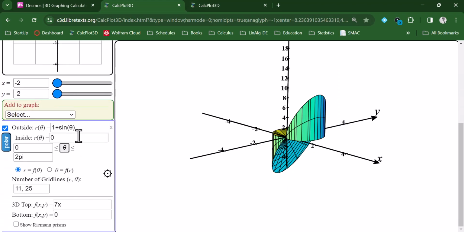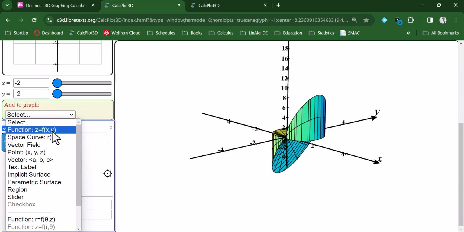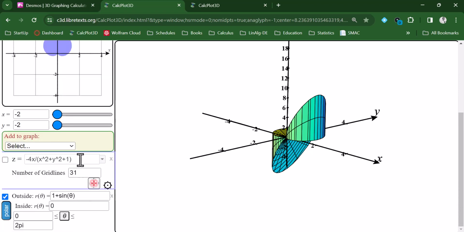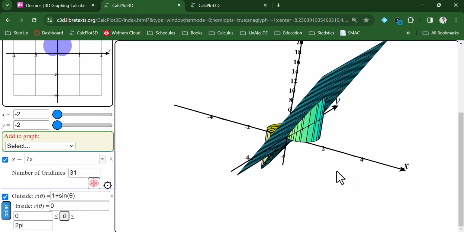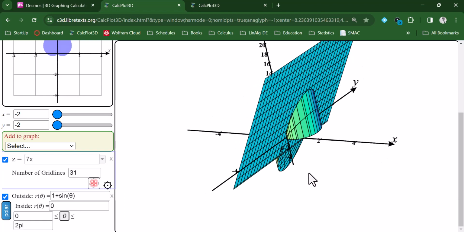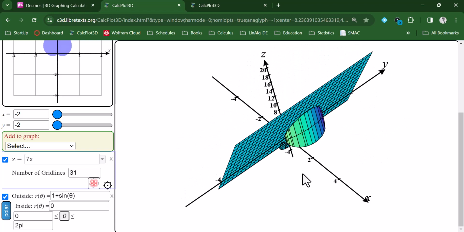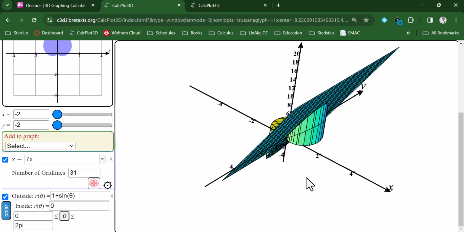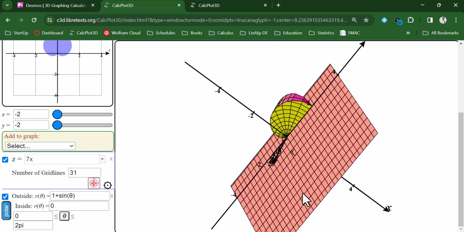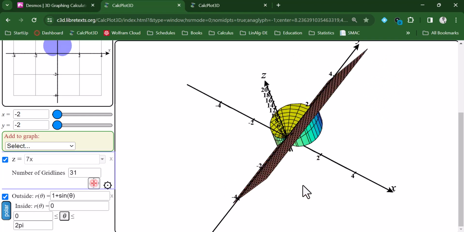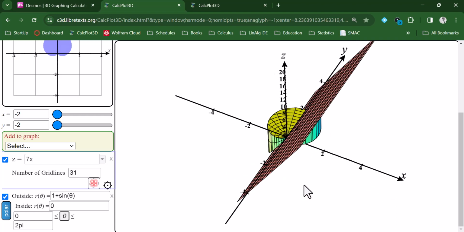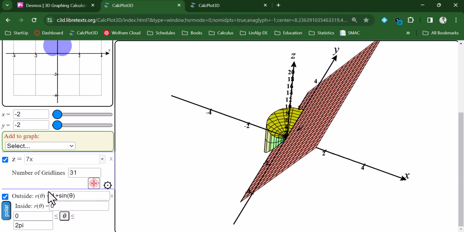And now the z is equal to 7x. If we were to just graph that real quick, that's going to be a plane that cuts through here. So if we were to go all the way from 0 to 2 pi, because of the symmetry about the y-axis, the polar axis, we would get 0. But a few things change.